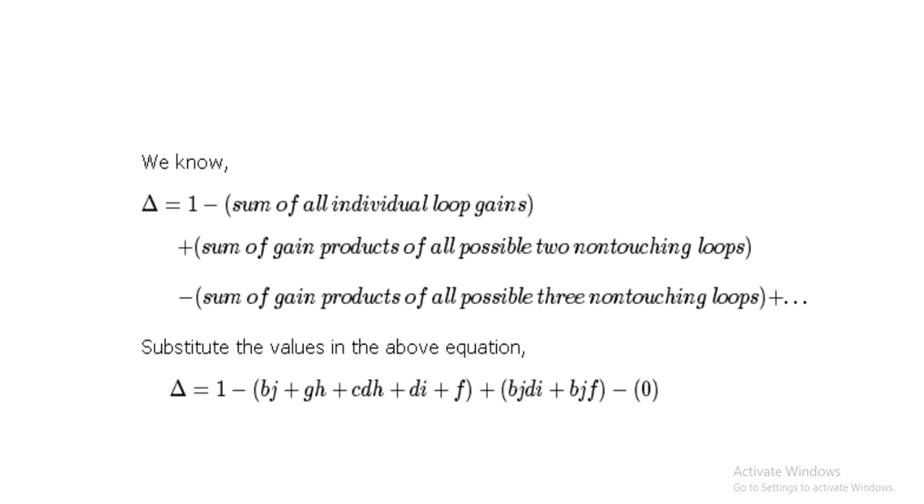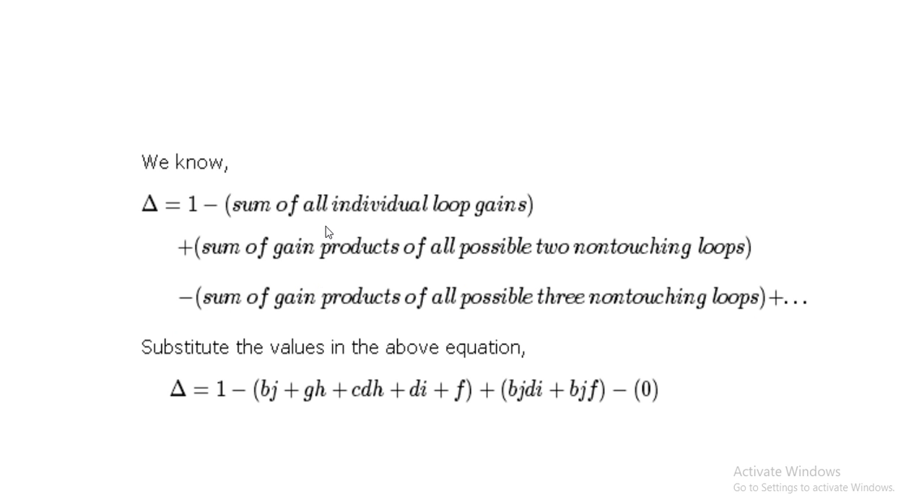So what is next? The next step is to calculate delta. What do we mean by delta? Delta is 1 minus the sum of all individual loop gains, plus the sum of gain products of all possible 2 non-touching loops, minus the sum of gain products of all possible 3 non-touching loops. This last part will not be there in our example, because we don't have any 3 non-touching loops. We have only 2 non-touching loop pairs. I think you got this now.